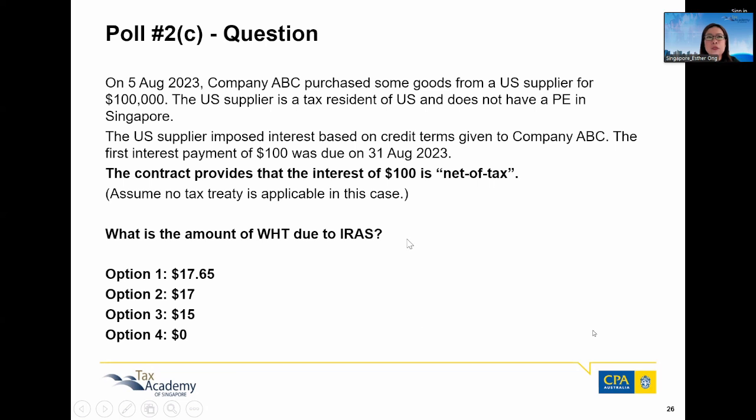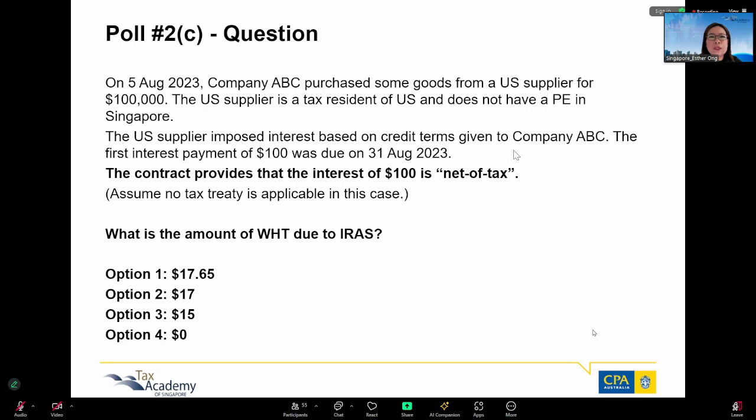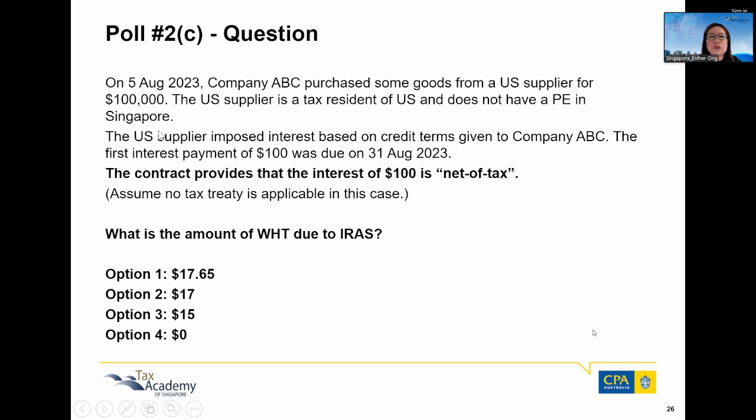Okay, next, let's try a question to test your understanding of the calculation of withholding tax. In this case, it is the same example as just now. Sorry, the company ABC in Singapore is paying $100 interest to the US supplier. The contract provides that the interest of $100 is net of tax. Calculate what would be the amount of withholding tax due to IRAS.